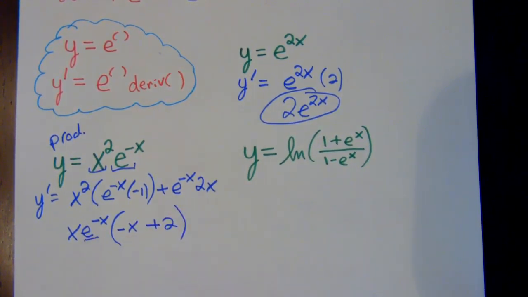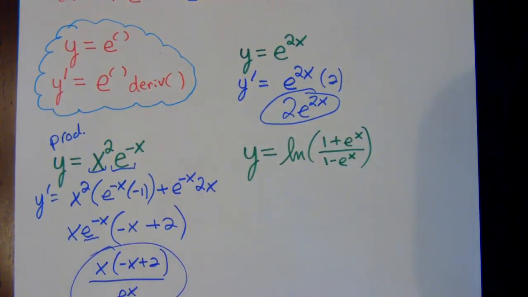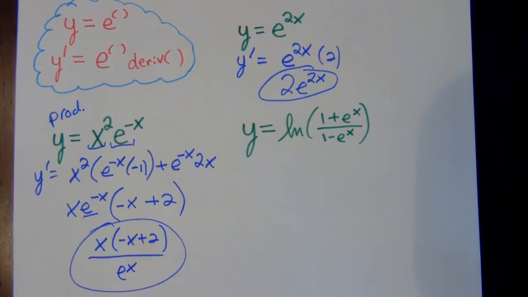And then if you have an easy negative exponent that you need to get rid of, go ahead and do that like we always do. So I'm going to have just a negative x plus 2 on the inside. I can drop that e to the x down to the bottom. And there's our first derivative right there. Remember, everything you know about the first derivative is still true.